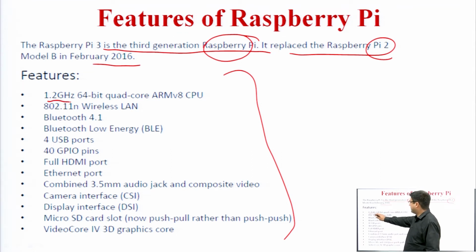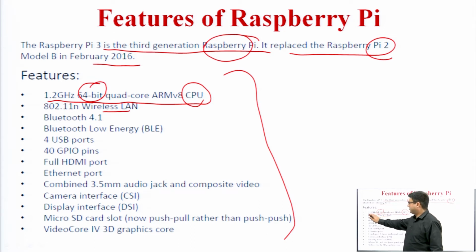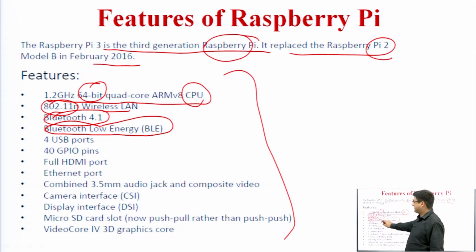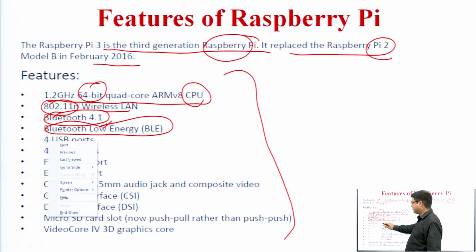It has a 1.2 gigahertz 64-bit quad core ARMv8 CPU processor. It has wireless LAN of IEEE standard 802.11n. It works on Bluetooth version 4.1. It has the Bluetooth Low Energy concept as well, that is smart Bluetooth, which is able to send more data. It has 4 USB ports available.